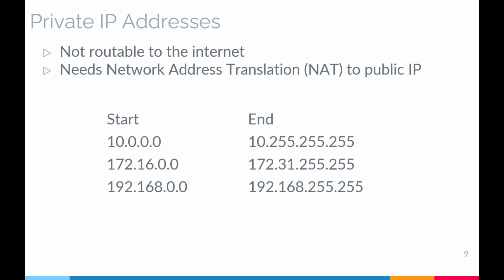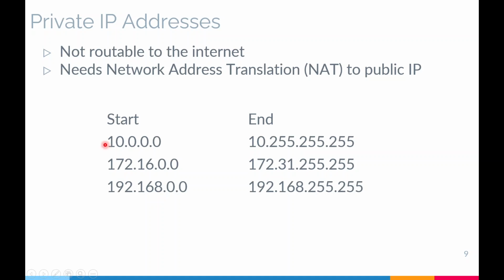If you observe, there are three types of private IP addresses. One starts from 10.0.0.0 and ends at 10.255.255.255. This is part of the class A addresses, so this range is reserved in class A for private IPs. The second one is from class B and the third one is from class C.